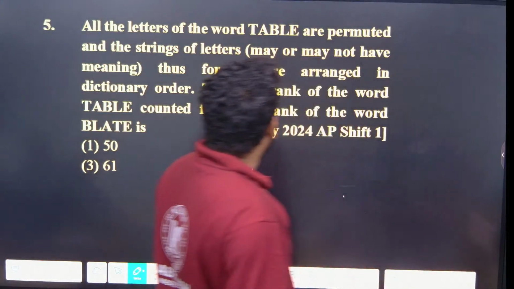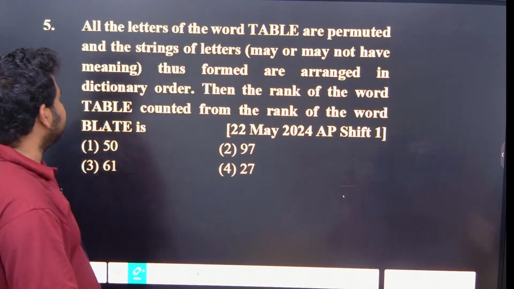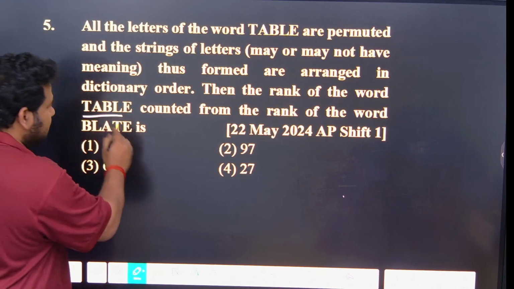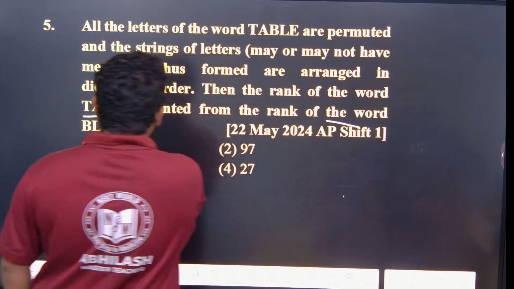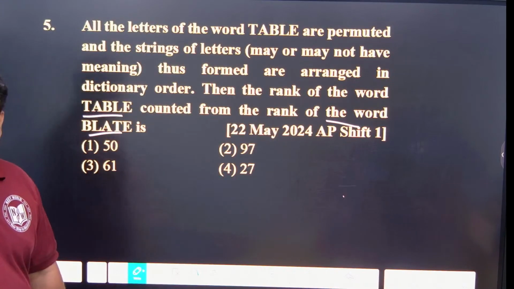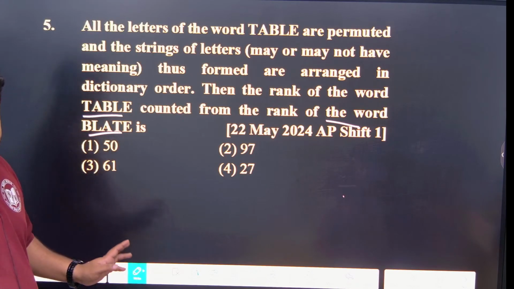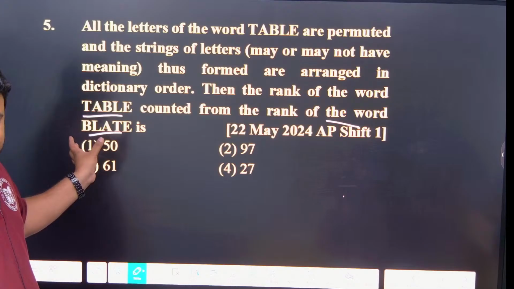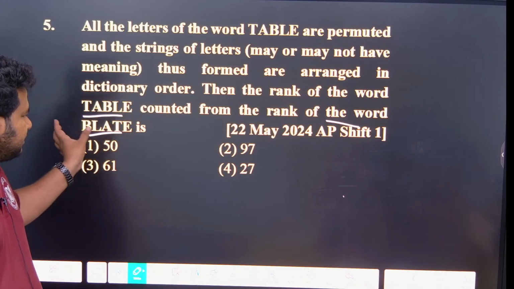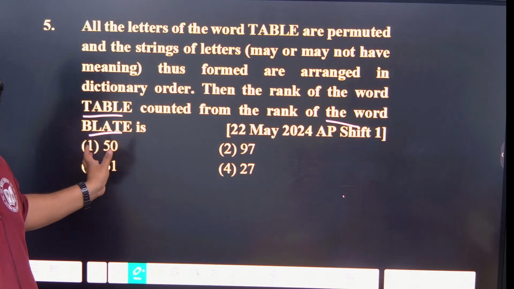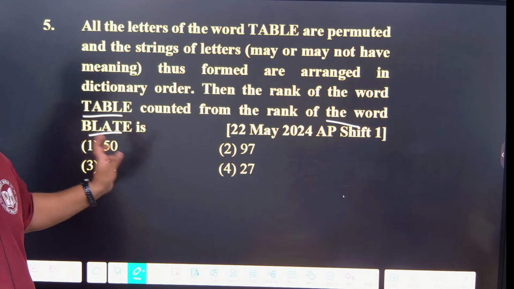See here. All the letters of the word TABLE are permuted and the strings of letters, meaningful or not, thus formed are arranged in dictionary order. Then they ask the rank of the word TABLE, counted from the rank of the word BLADE. That means they are not directly asking the rank of the word TABLE. So, first of all, we have to find the rank of BLADE.